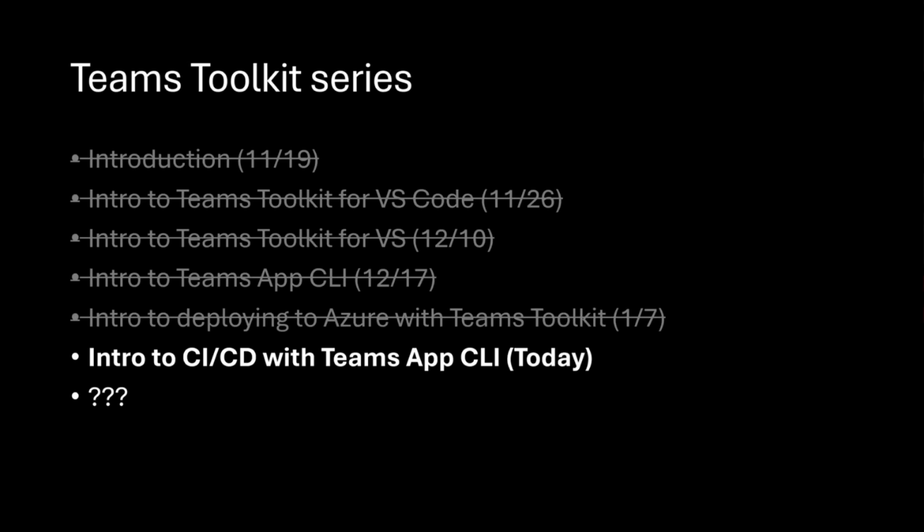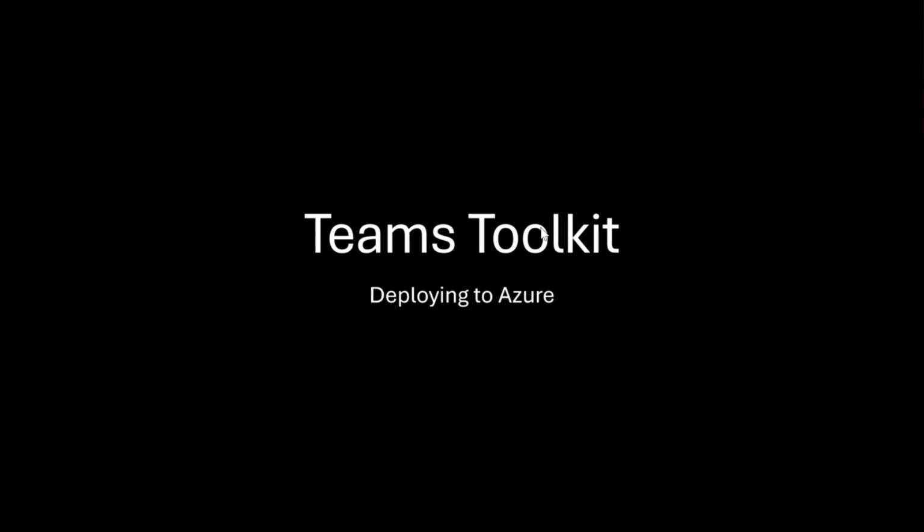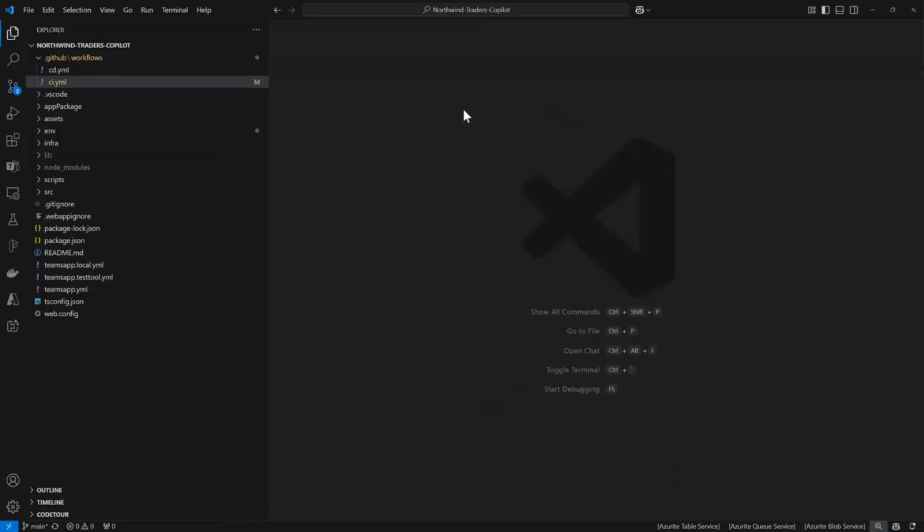I also talked about an introduction to the Teams App CLI, which is kind of a prerequisite to maybe some of this content. So if you missed that, or maybe some of this is unfamiliar, go back and check that out. And then last time I was here, we talked about deploying to Azure using Teams Toolkit. Today, we're not going to talk about Azure. I'm going to just recap what CI/CD looks like.